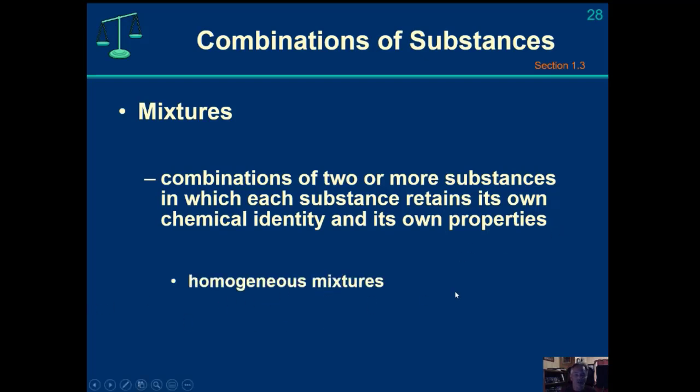Okay? Homogeneous mixtures, uniform throughout the bulk of the mixture. It tends to appear uniform. If I dissolve sugar into water and it completely dissolves, you can't actually tell that there's sugar in there because it really just looks like water.